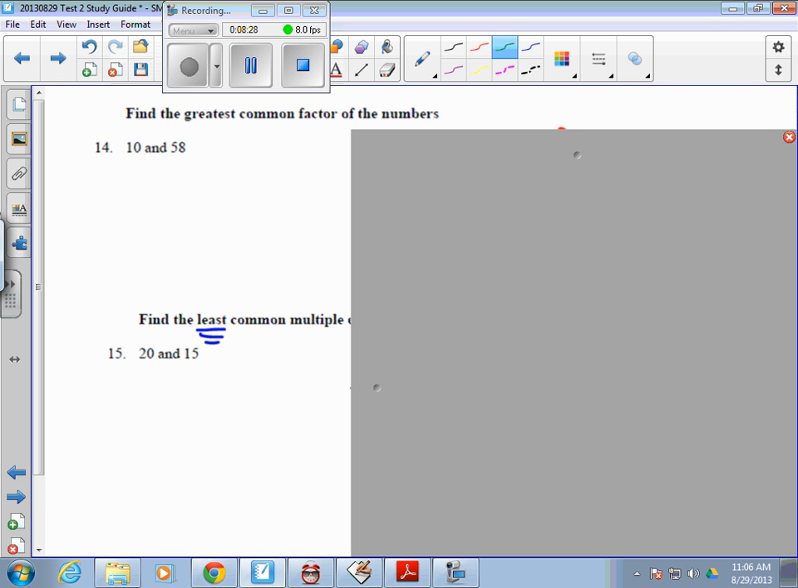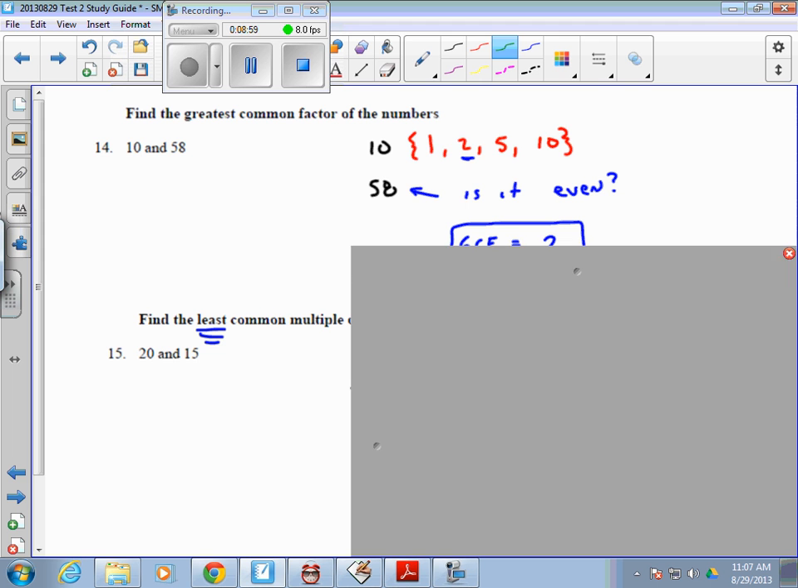Number 4, greatest common factor. Factors are numbers that when you multiply by them, they give you the answer. So the factors of 10 would be 1 times 10 and 2 times 5. Each of those give us the number 10. What you want to do when you're finding greatest common factor, the easiest way is to find factors of the smaller number. 10 is smaller than 58. So the factors are 1, 2, 5, and 10.